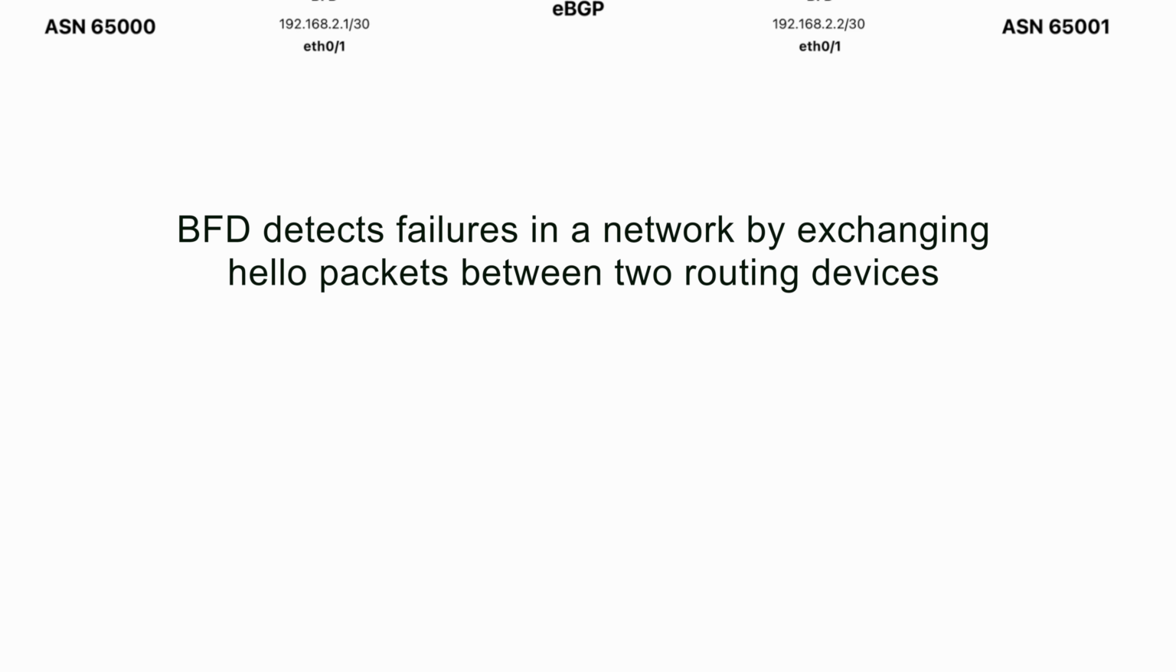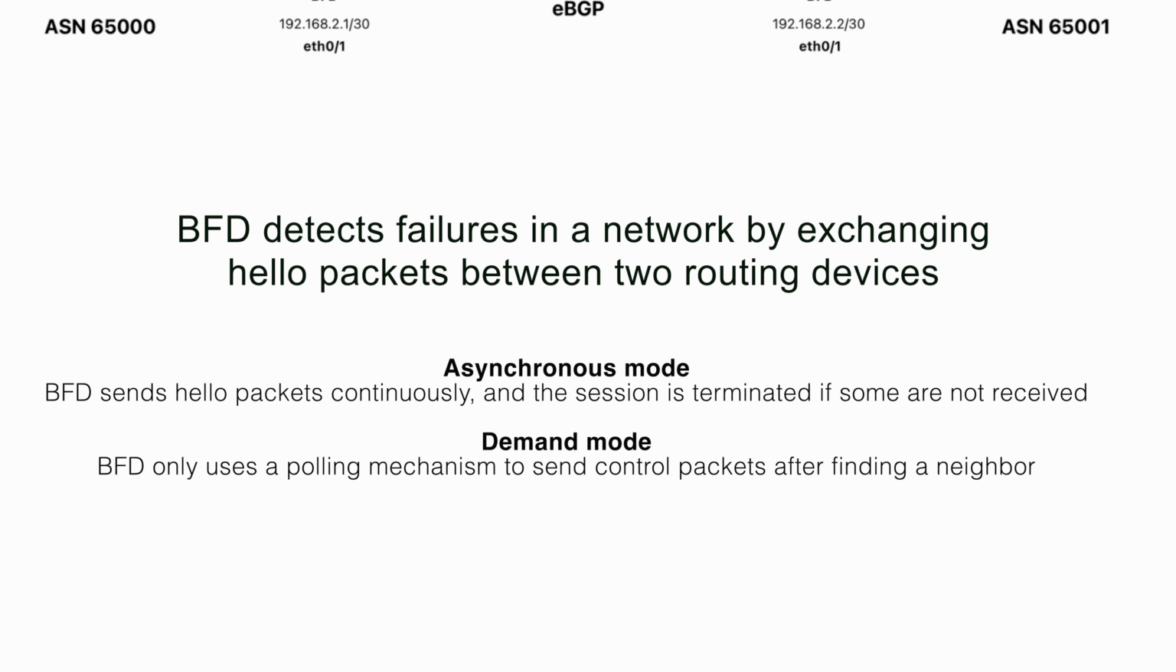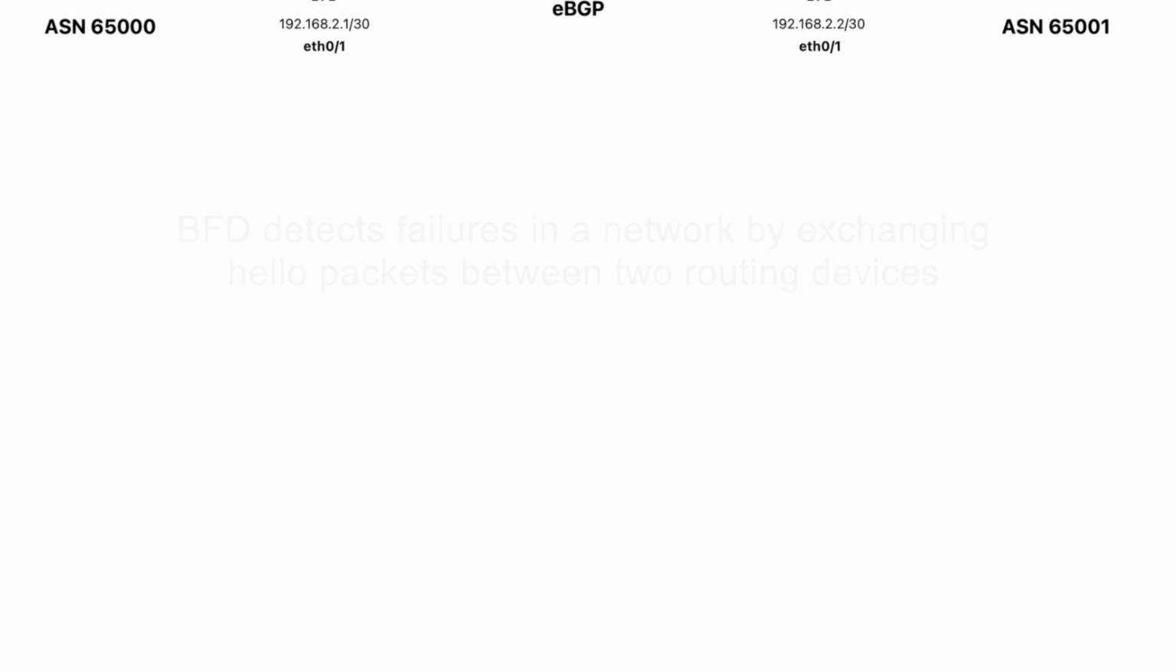BFD also operates in two modes: asynchronous mode and demand mode. Asynchronous mode, which is the one that Cisco devices support, BFD sends hello packets continuously, and the session is terminated if some are not received. Demand mode, BFD only uses a polling mechanism to send control packets after finding a neighbor. But in this case, we're just going to focus on asynchronous mode.